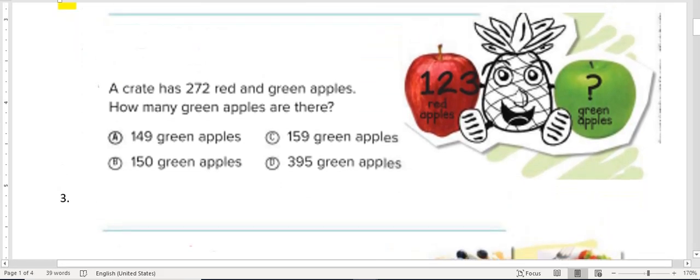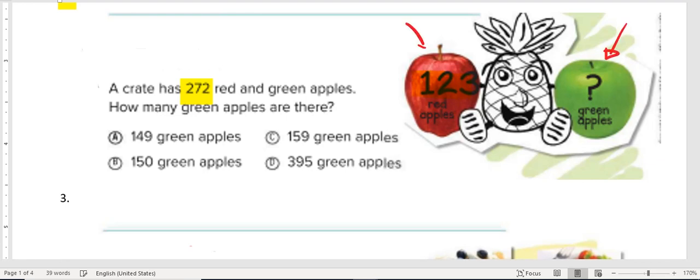Question number 2. A crate has 272 red and green apples. How many green apples are there? So how do we do this? For the red, we know from this figure that it's 123. For the green, we do not know. But we know the total number in the crates.